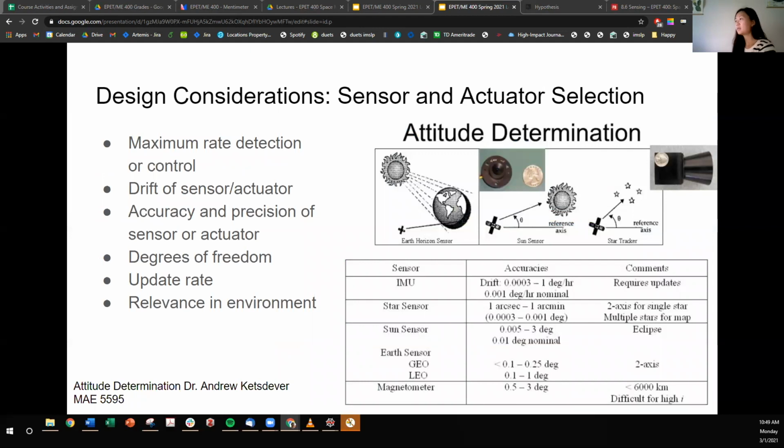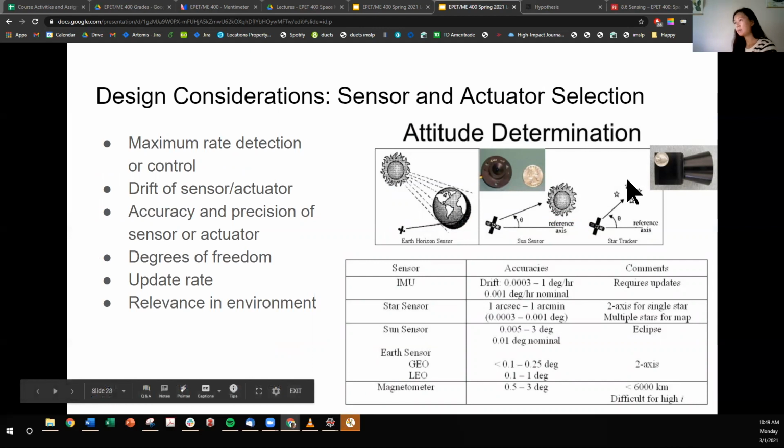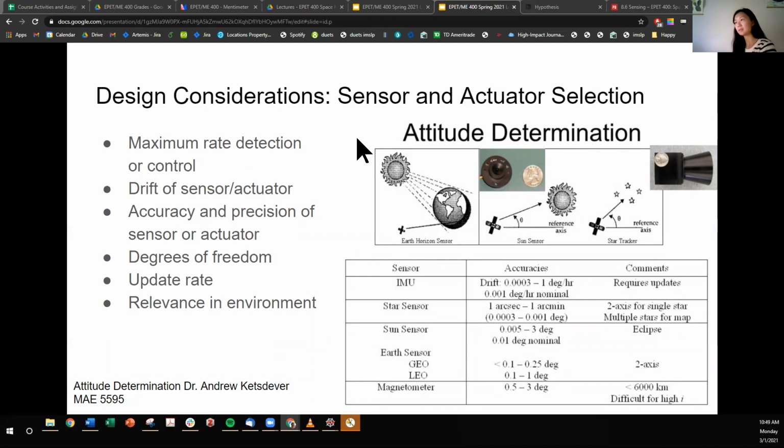Design considerations for sensor and actuator selection. So we've seen this table many times before, but what should you consider when selecting sensors and actuators? Maybe you should consider the maximum rate that your sensors can detect or that your actuators can control at. Remember, we were talking about the rate limited maneuvers. Maybe you need your satellite to actually be at a certain agility level to track, say, missiles through the atmosphere.